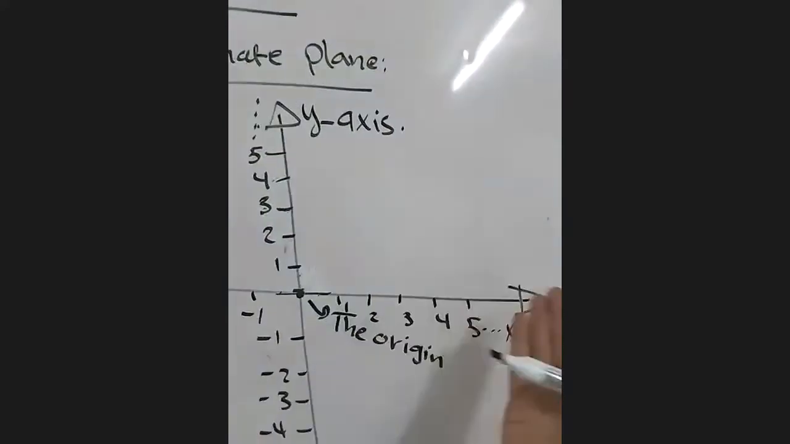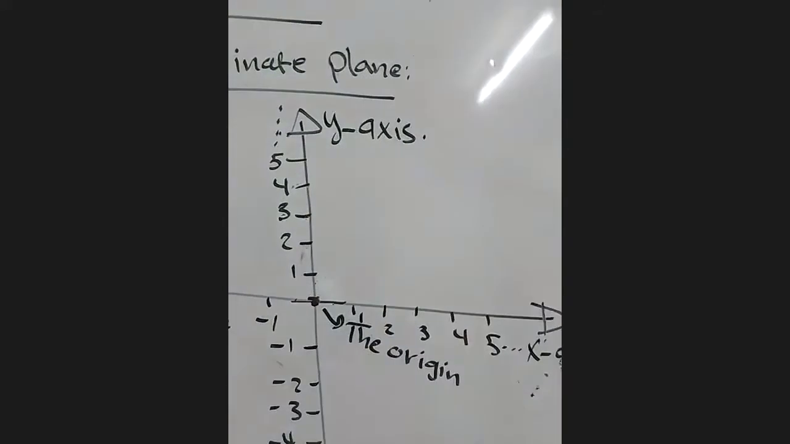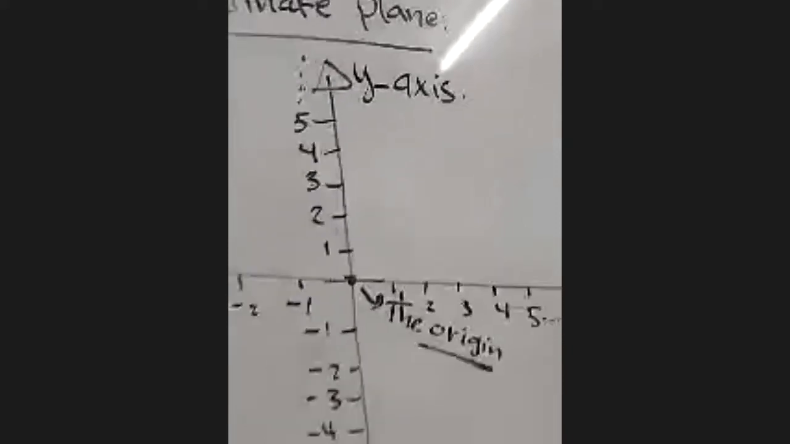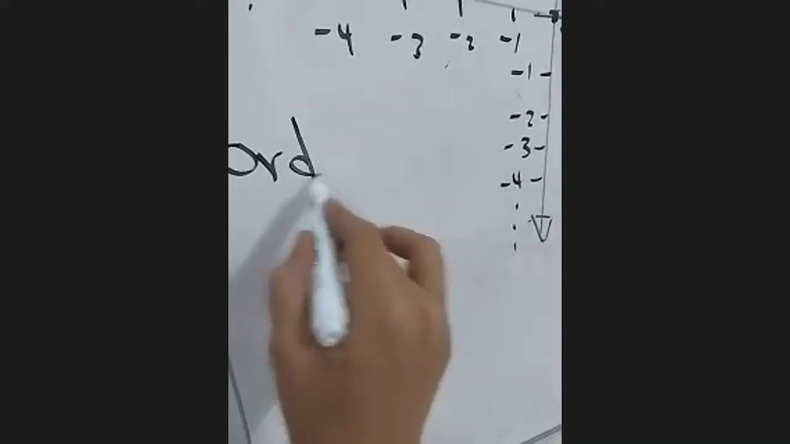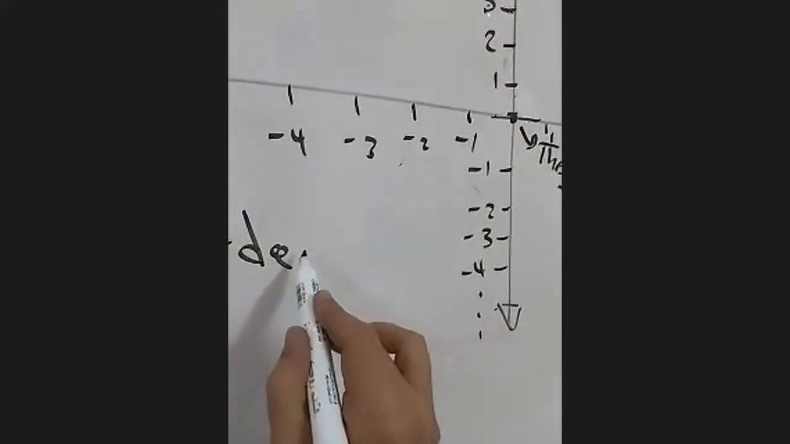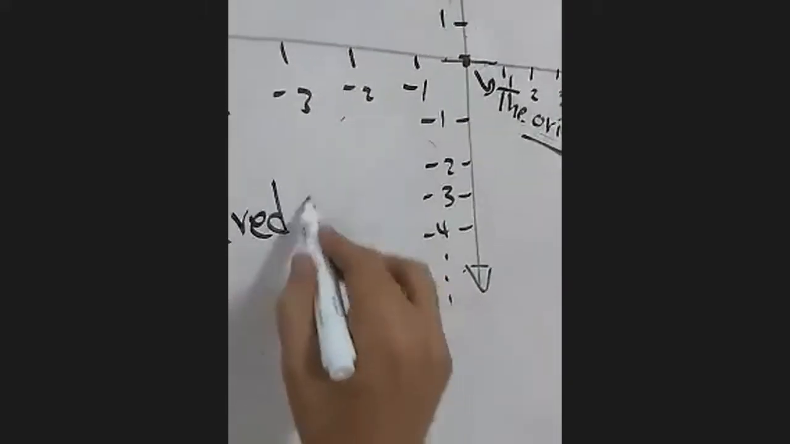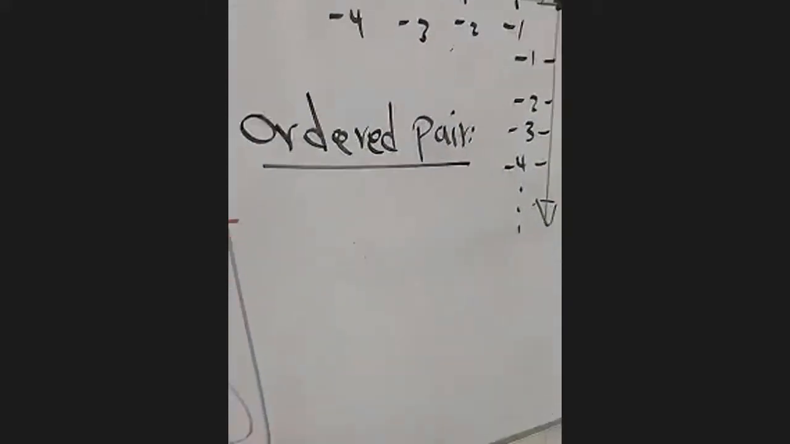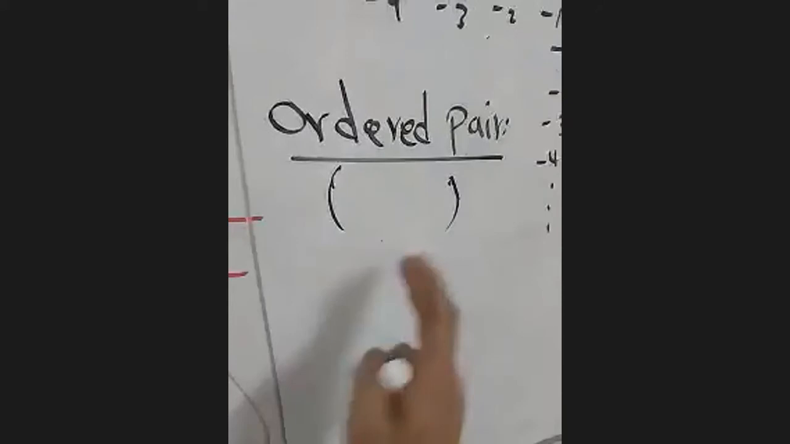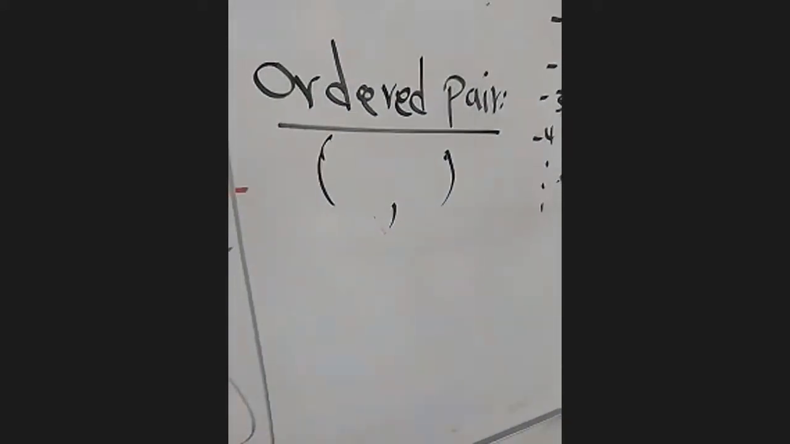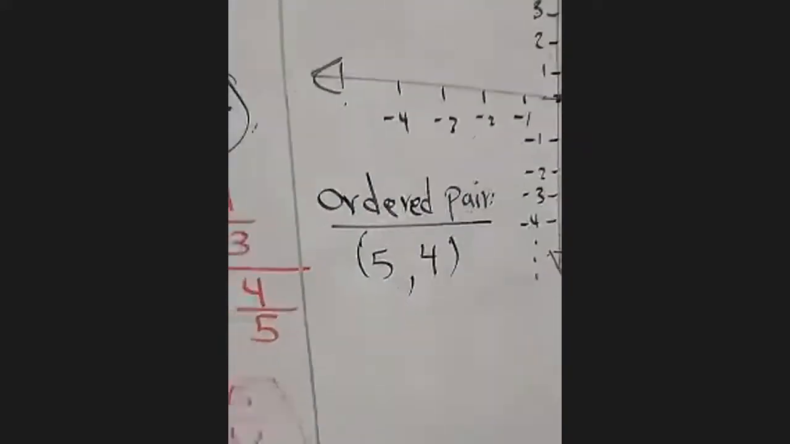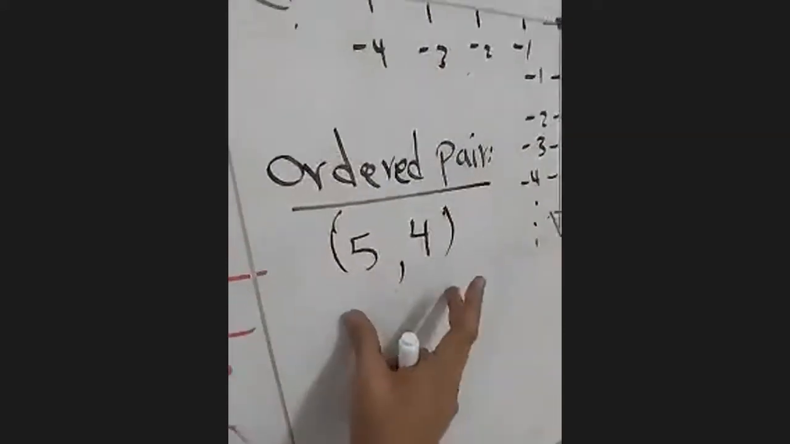So here we have the x-axis and here we have the y-axis, okay? And in the middle here, we have the origin. Now we have a new thing, we call it ordered pair, which is your title. What's the ordered pair, guys? It's two brackets like this, and a comma in the middle, okay? And here we have two numbers, like for example, 5 and 4. Now, 5 and 4, this we call an ordered pair, guys.